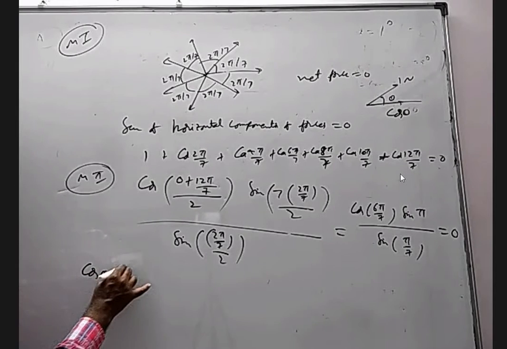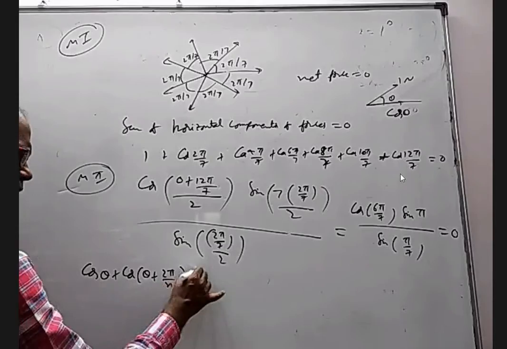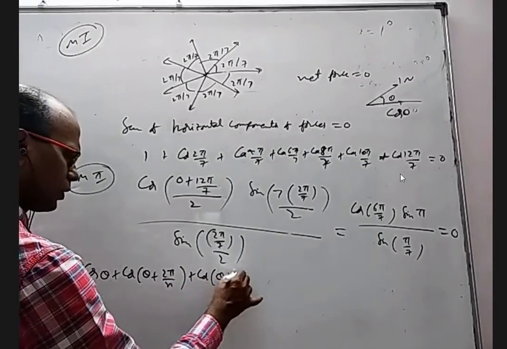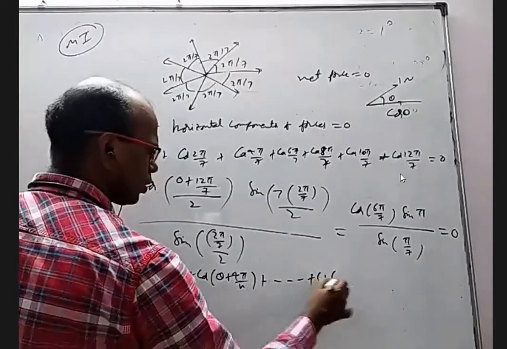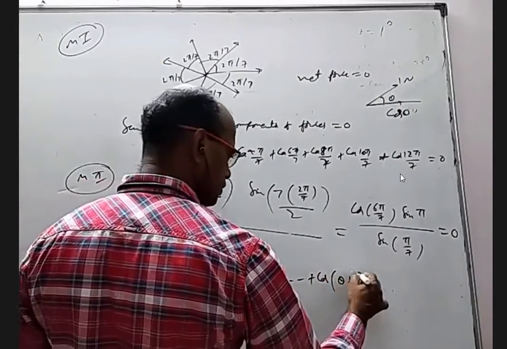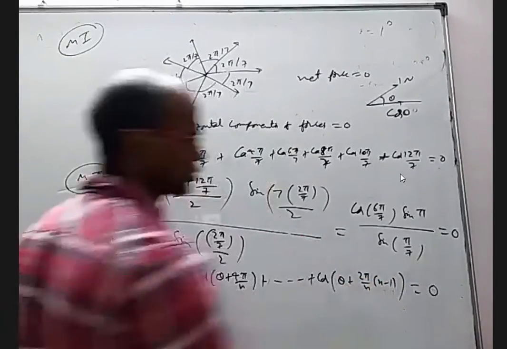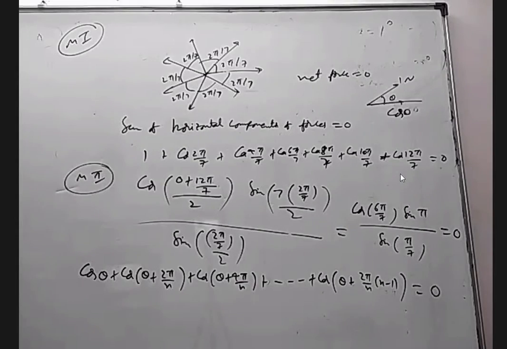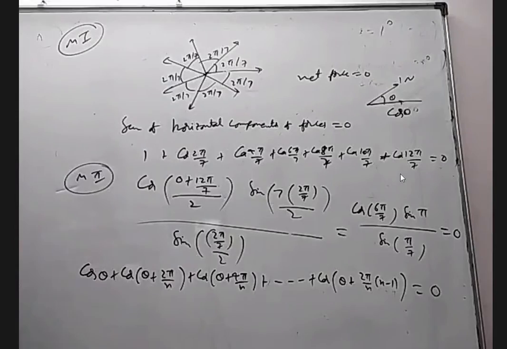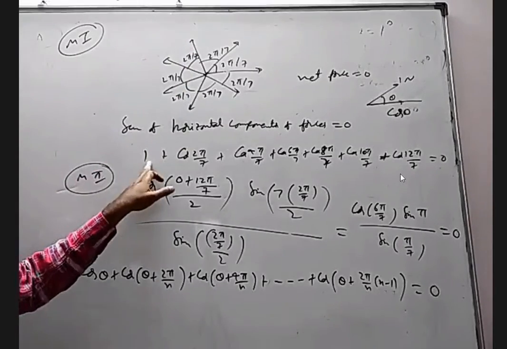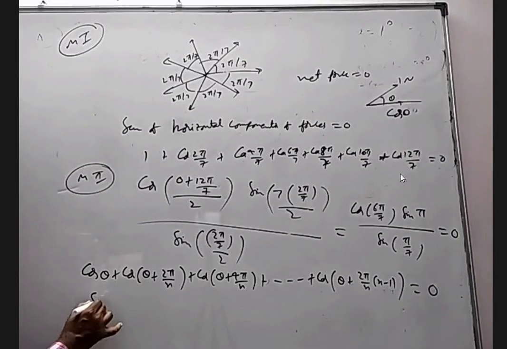Cos theta plus cos theta plus 2 pi by n plus cos theta plus 4 pi by n, and so on up to cos theta plus 2 pi by n into n minus 1, is 0, whatever theta is. Because if you rotate this by theta, the sum of the horizontal components is still 0. This will become cos theta, this will become cos theta plus 2 pi by 7.